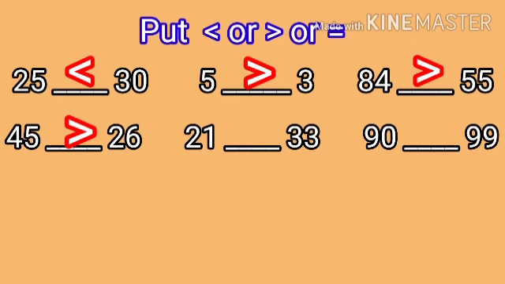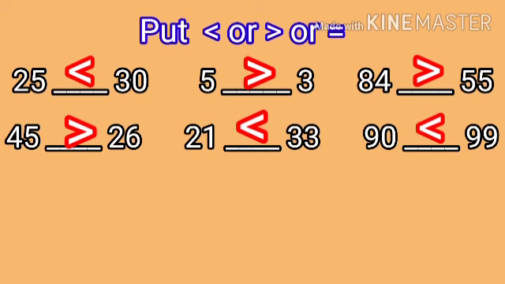The next pair has 21 and 33. Here, 21 is the smaller number and 33 is the bigger number. We are comparing a smaller number with a bigger number. So, here we should use the less than symbol. The next pair has 90 and 99. Here 90 is the smaller number, 99 is the bigger number. We are comparing a smaller number with a bigger number. So, we should use the less than symbol.